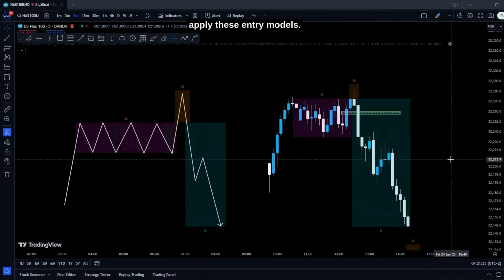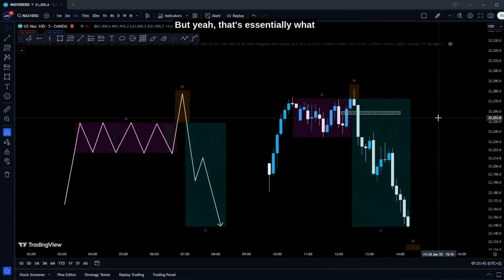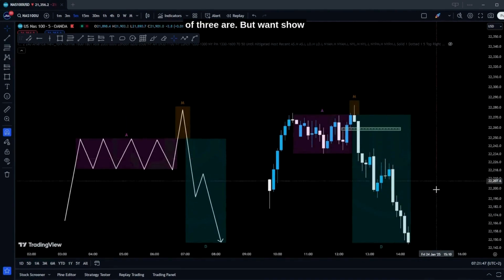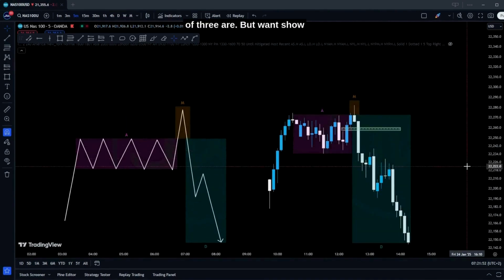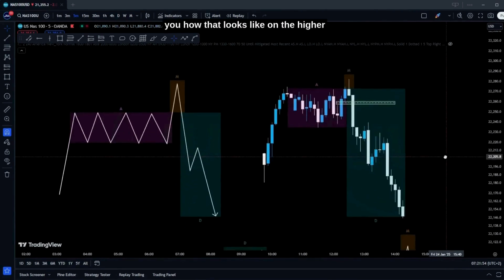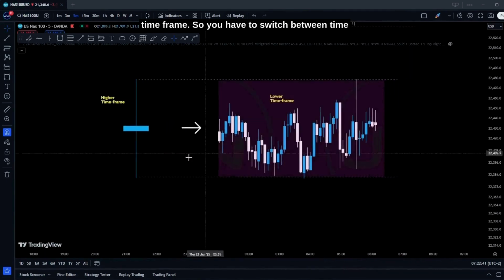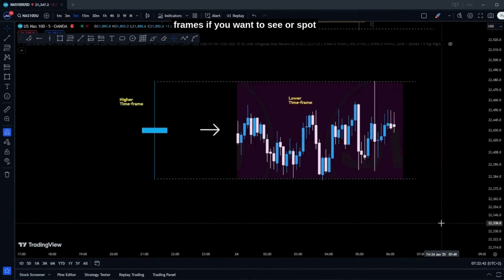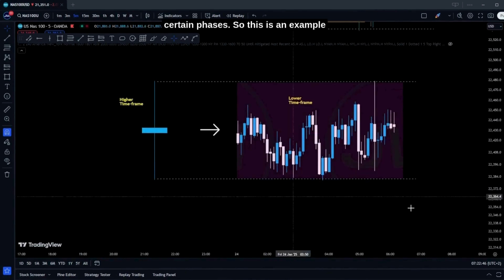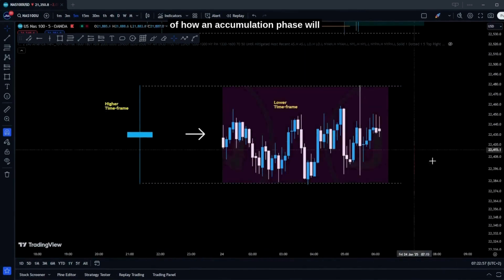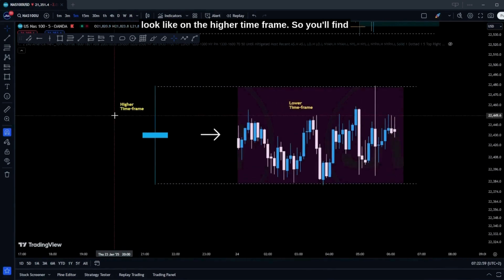But yeah, that's essentially what AMD and Power of 3 are. But I want to show you how that looks like on the higher time frame. So you have to switch between time frames if you want to see or spot certain phases. So this is an example of how an accumulation phase will look like on the higher time frame.